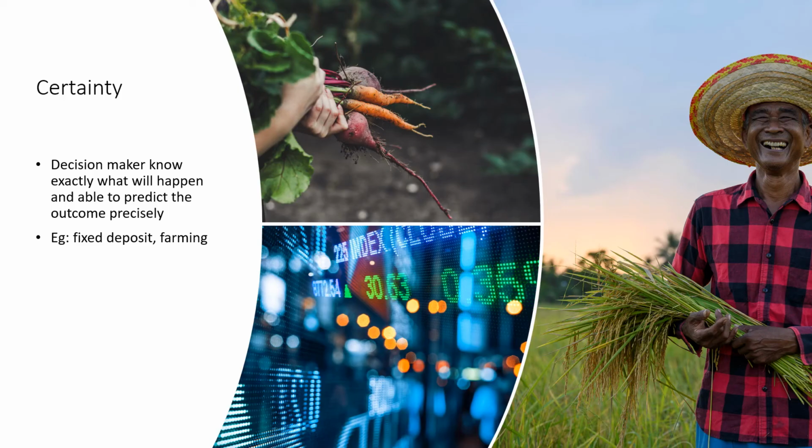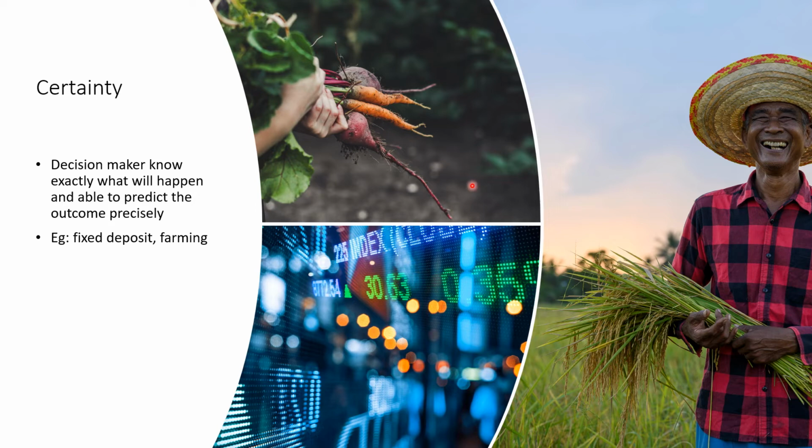So let's see. First thing is certainty. Okay, the decision maker knows exactly what will happen and is able to predict the outcome precisely. Okay, for example, when you open a fixed deposit account. Okay, so you already know when you bank in your money for the fixed deposit, how much is the return, how long you have to keep your money in the account, and so on. So the return is definite. You know how much you will gain.